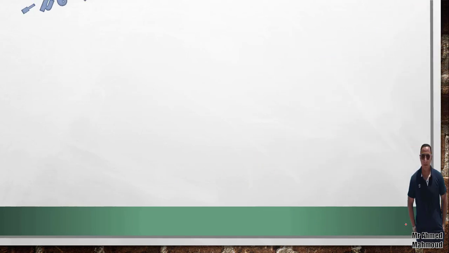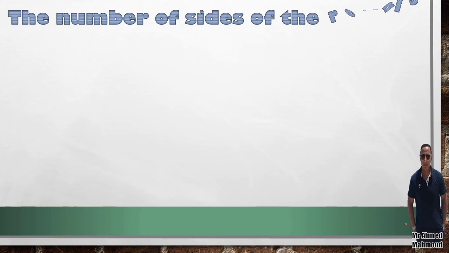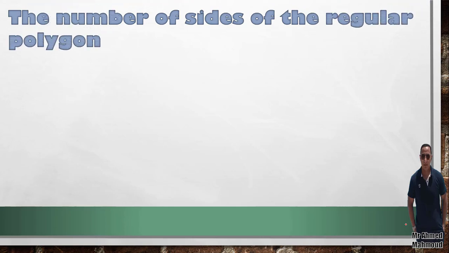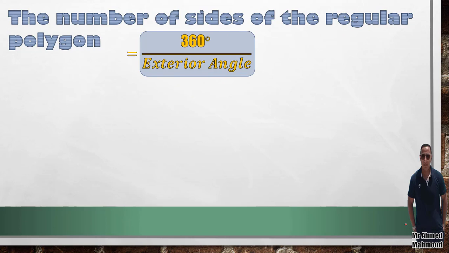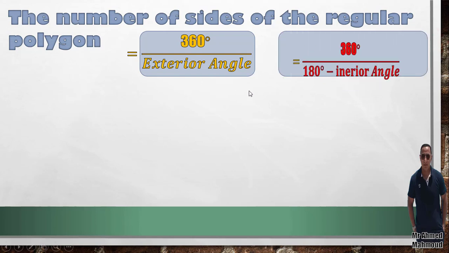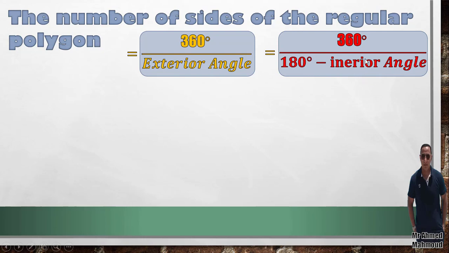Finally, the last rule with us, the rule which tells me the number of sides of a regular polygon. Okay, I'm going to divide the rule into two parts. The first part, if the given is the exterior angle, the number of sides equals 360 over the exterior angle. If the given is the interior angle, it is equal to 360 over 180 minus the interior angle. This is a very important rule.